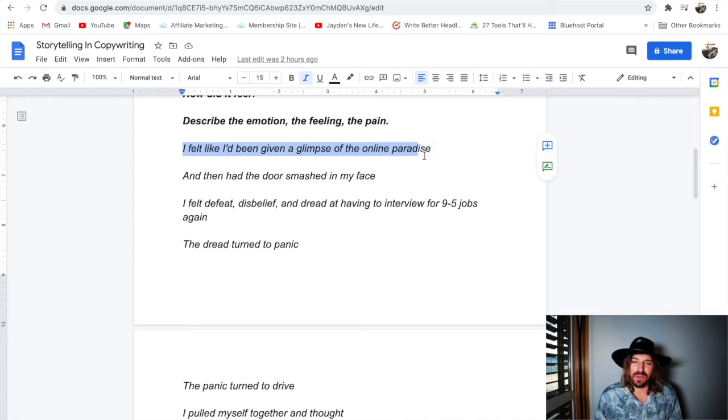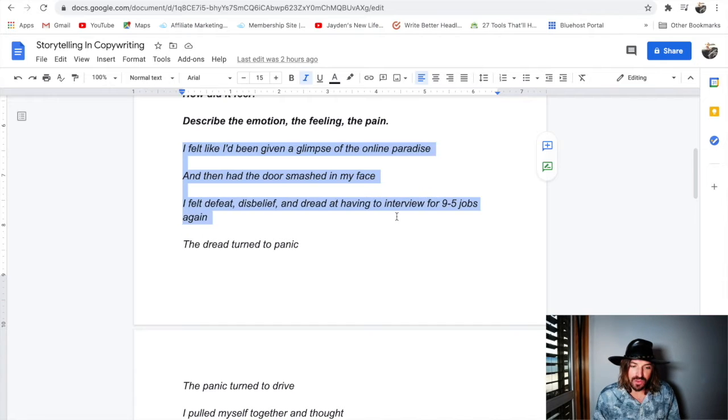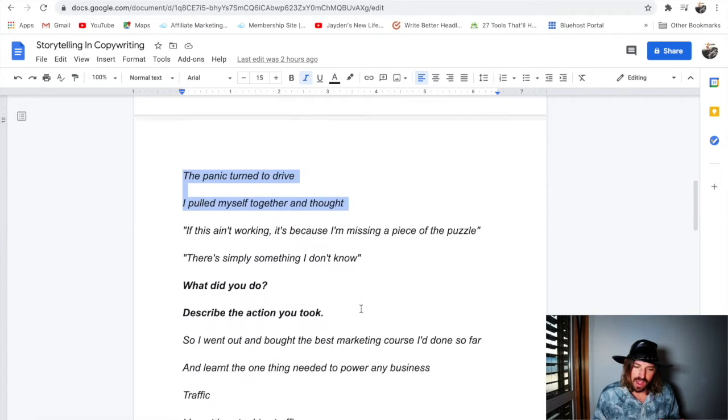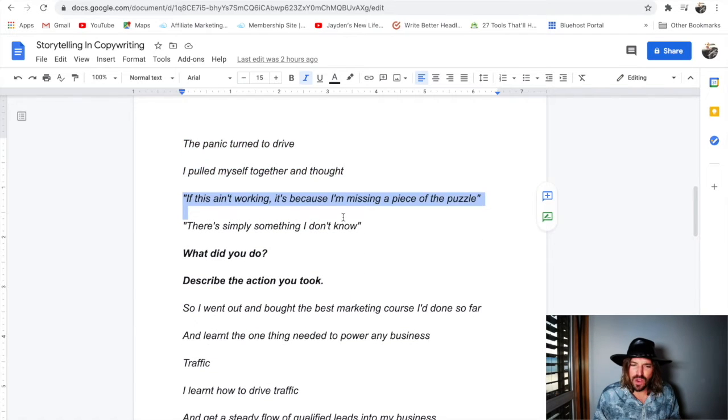So I felt like I'd been given a glimpse of the online paradise, and then I'd had the door smashed in my face. I felt defeat, disbelief, and dread at having to interview for 9-to-5 jobs again. The dread turned to panic, and the panic turned to drive. I pulled myself together, and I thought, if this ain't working, it's because I'm missing a piece of the puzzle. There's simply something that I don't know.